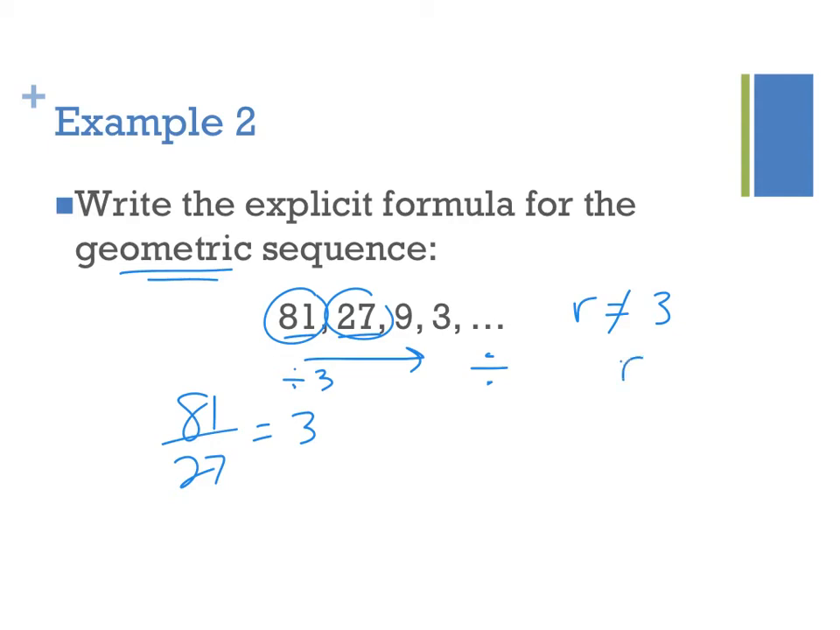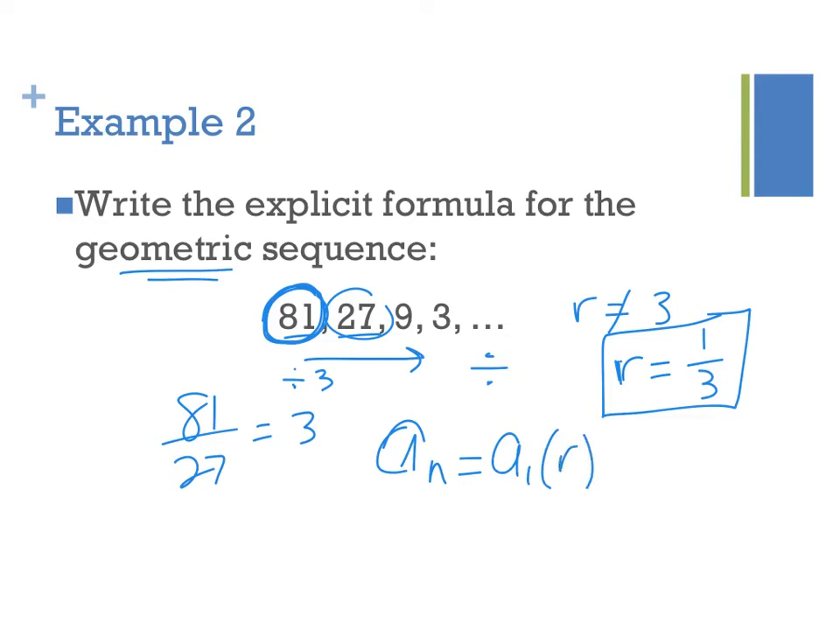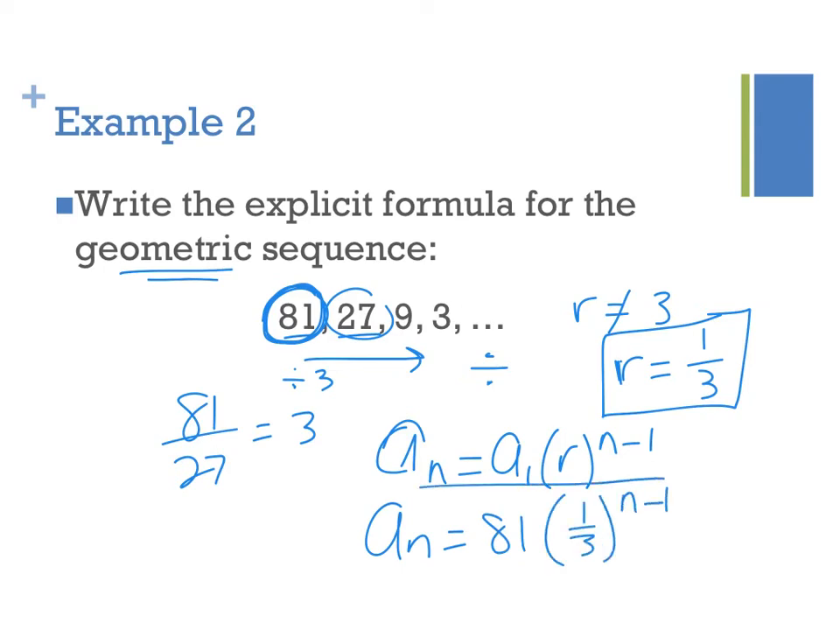So the ratio we'd say would be 1/3. That's the same as dividing by 3. Multiplying by 1/3 is the same. And so the ratio is 1/3. The first term is 81. And so if I write out the explicit formula for a geometric sequence, I sub in the known values: first term's 81, common ratio is 1/3, and then remember that n minus 1 stays in our formula because we need a variable.